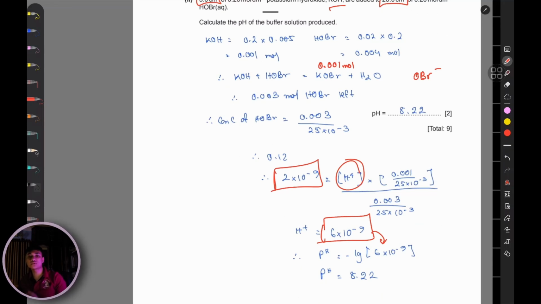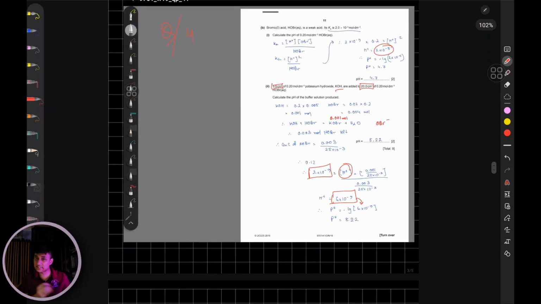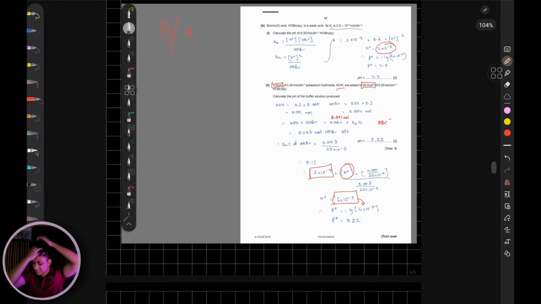The HOBr is unable to dissociate as much H+ ion. Hence, your concentration of H+ is less, hence your pH is also high, right? It is basic in nature.